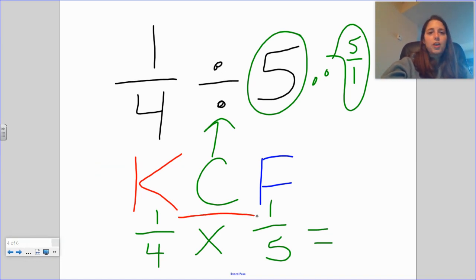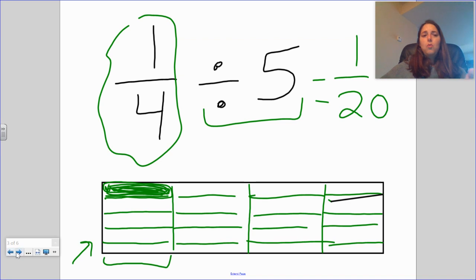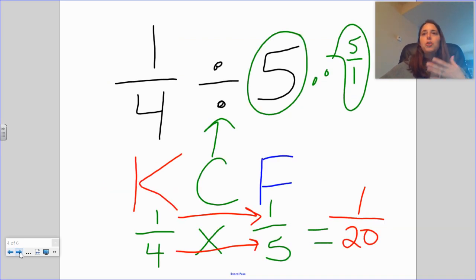I'm just going to grab a different color pen here. We've got straight across, 1 times 1 is 1, 4 times 5 is 20. And what I didn't mention before is we always have to make sure our answer is in simplest form. What's nice about working with unit fractions is the numerator is a 1. It's 1 and done. So if you take a look, whether you used the model or keep, change, flip, you're going to end up with the same answer.